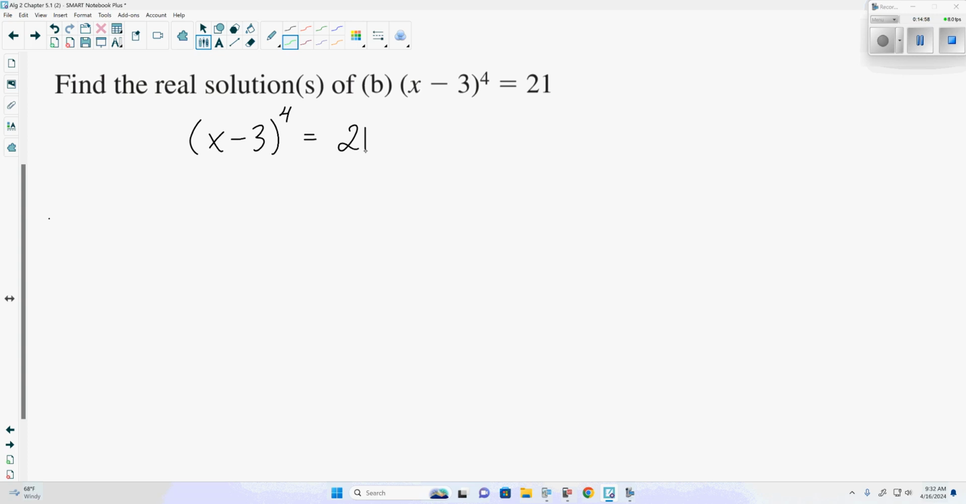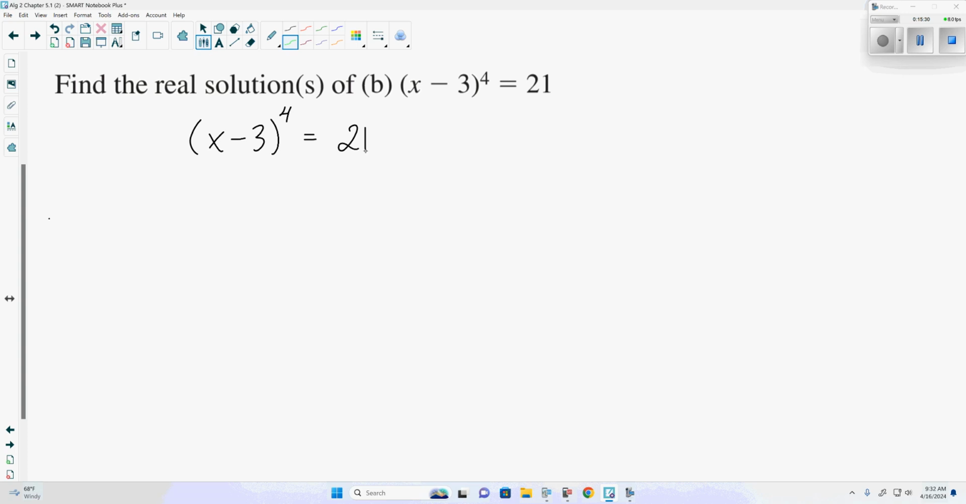Well, this one's completely different because we don't have a variable to a power. We have a set of parentheses to a power. But luckily it doesn't matter, because again, our first step was not get the variable with the exponent by itself, it was get the term with the exponent by itself. Here, the term is x minus 3. Is it by itself? Yeah, we already completed step 1. That's why I use term and not variable, because we can still do the same thing.